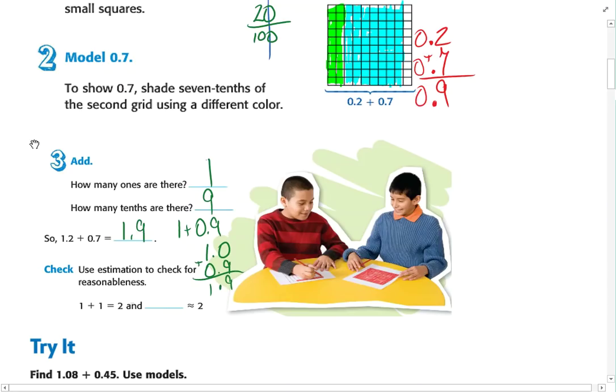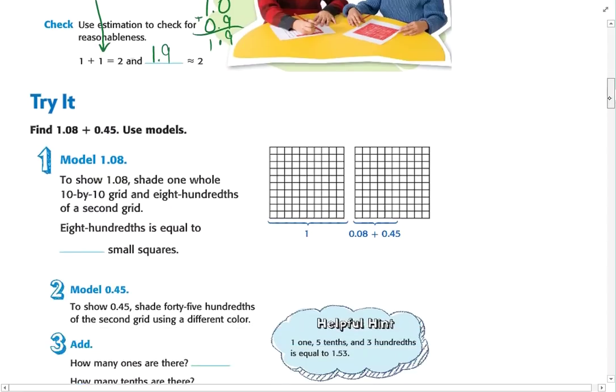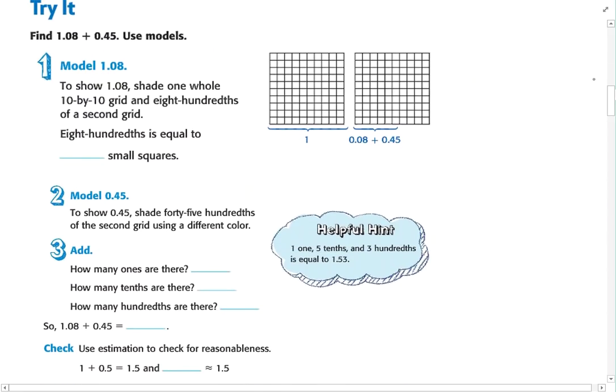If I were to estimate this, well, 1 is obviously a whole, and our 0.7, well, that's close to a whole as well. So 1 and 1 is 2, and 1.9 is about 2 as well. So our answer is reasonable. All right, let's do our next one.